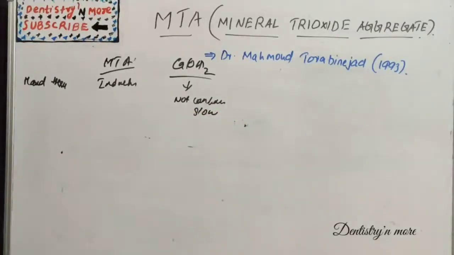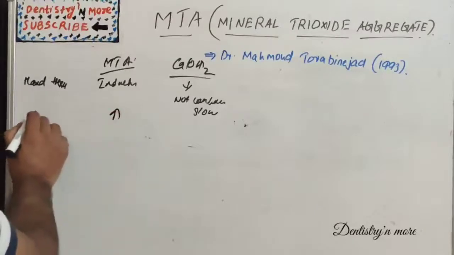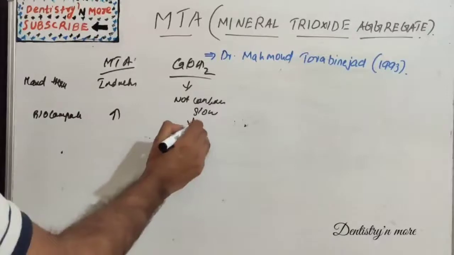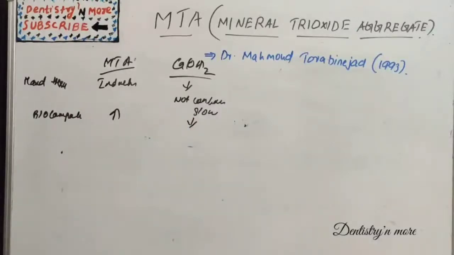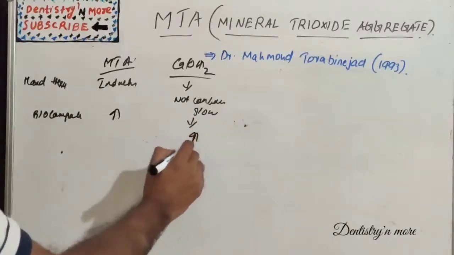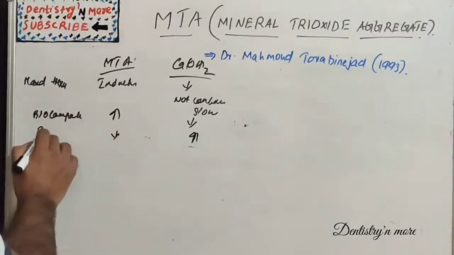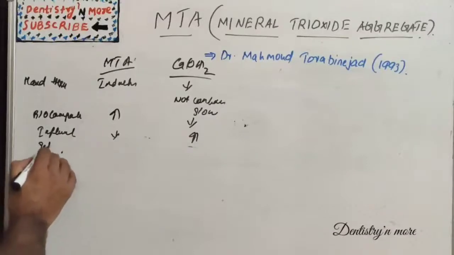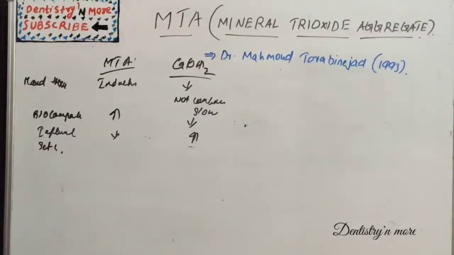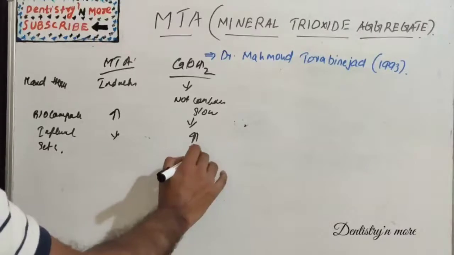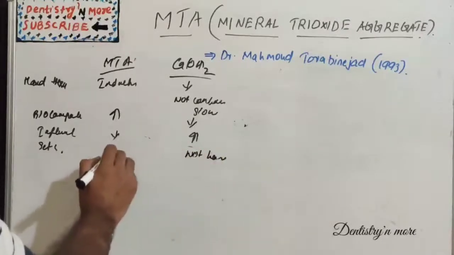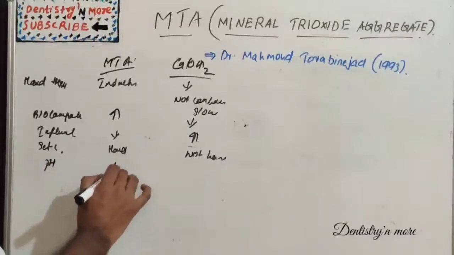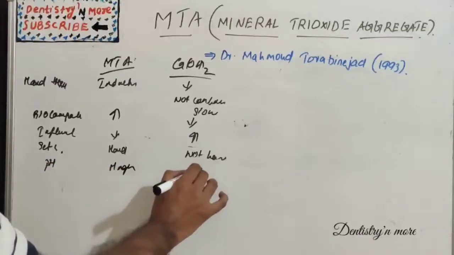The biocompatibility is high, biocompatibility high here, while in calcium hydroxide it is low. Degree of inflammation is low here, and high in calcium hydroxide. Then the setting is not very hard in calcium hydroxide, but it is hard here. Then the pH is both high. It is alkaline pH.